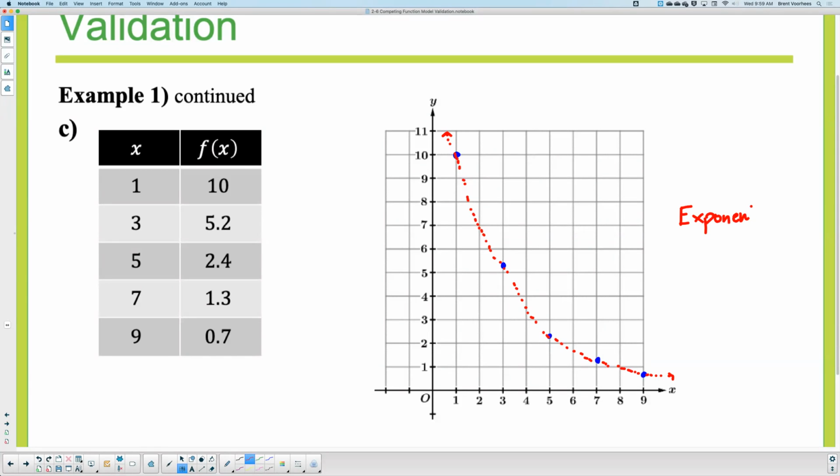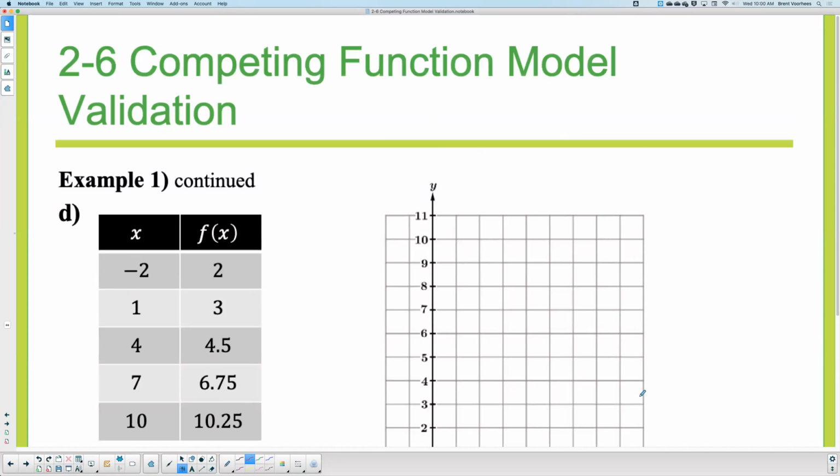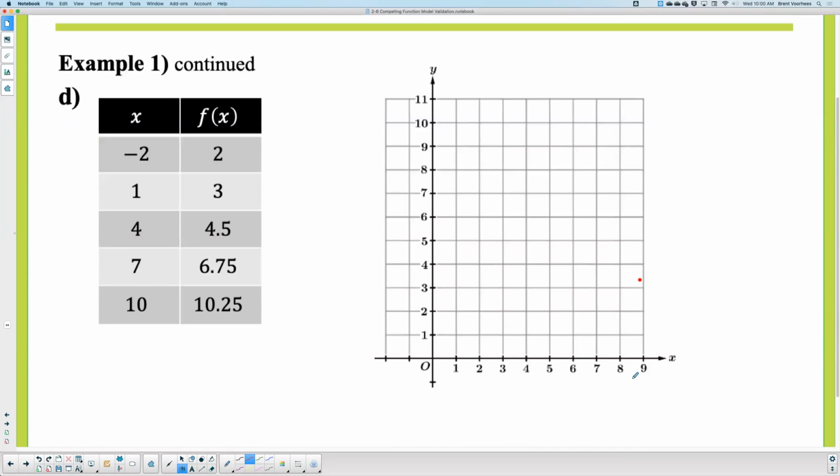Very good. I'm going to throw that in there. Exponential decay function. And I believe I have one more. Let's take a look at one more and see what we got here.